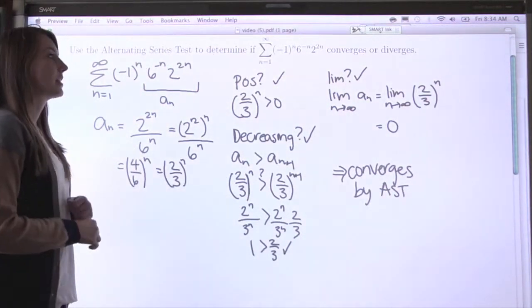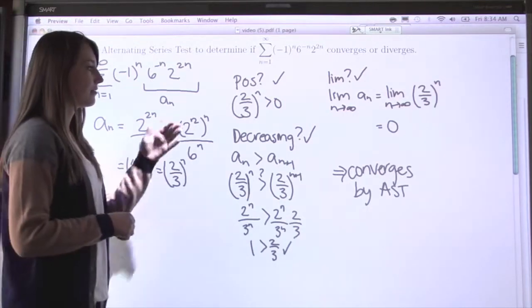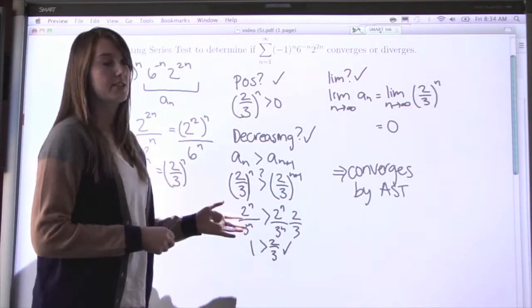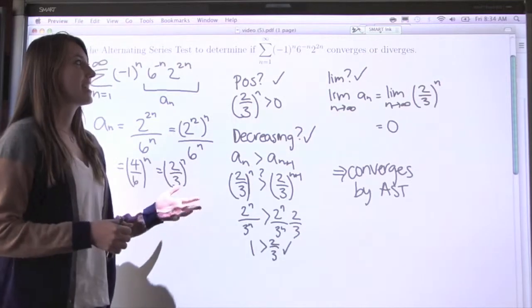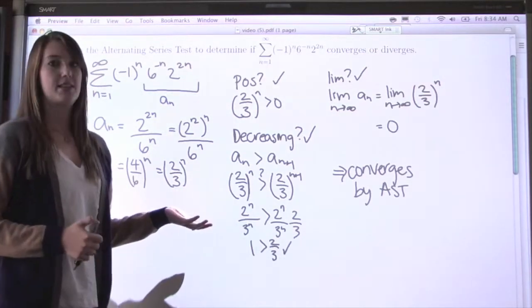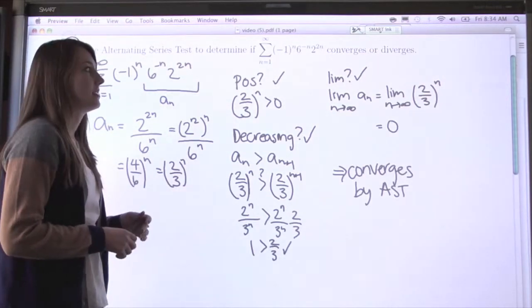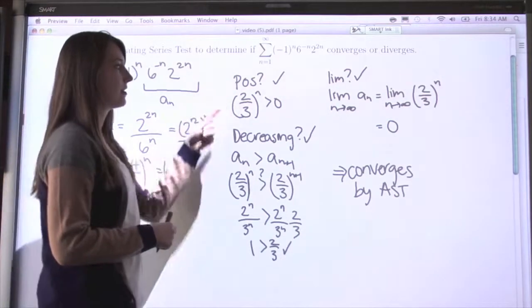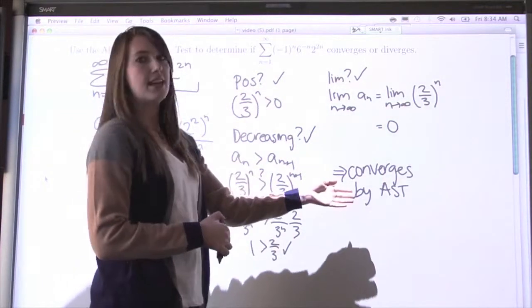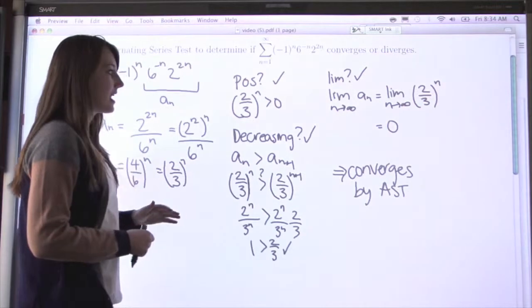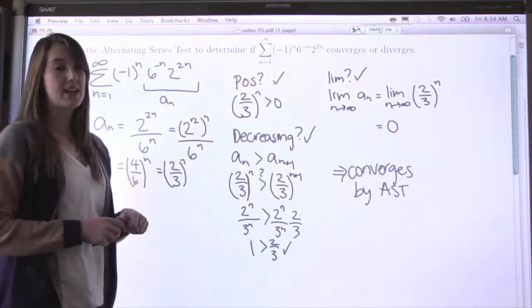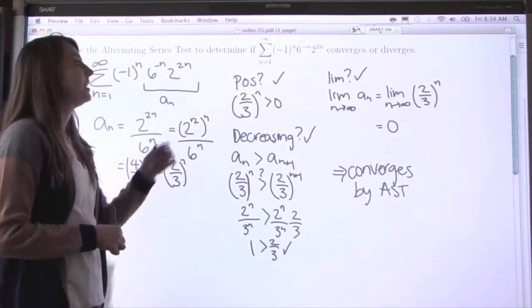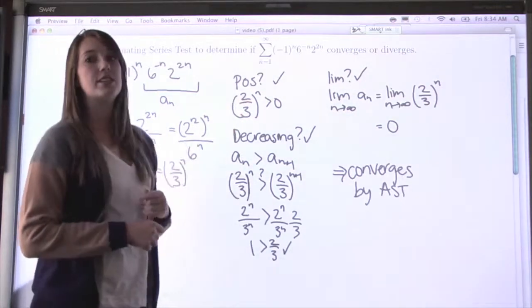Now, just hypothetically as a side note, if we had found that it wasn't decreasing, we wouldn't be able to make any conclusions based on this test, because this test says if it has these three things, then we can say it converges. It doesn't say if we're missing one, then it diverges. So watch out for that. If one of these fails, you should use a different test.